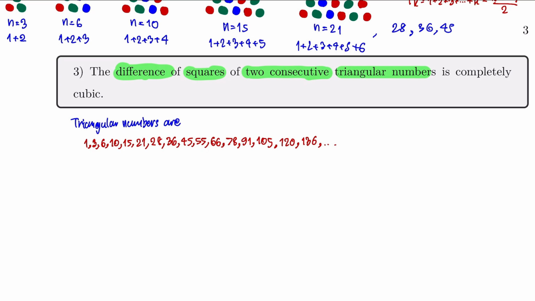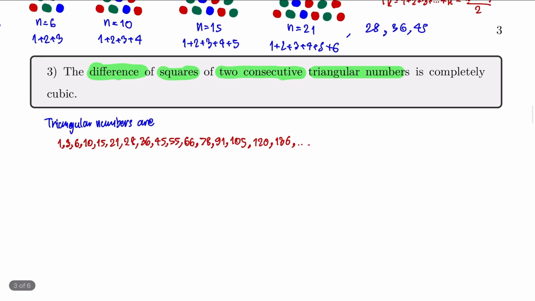This statement says the difference of squares of two consecutive triangular numbers is completely cubic. All right, so let's try t_2 squared minus t_1 squared. Suppose that t_k is a triangular number. As you can see, we have 3 squared minus 1 squared, two consecutive triangular numbers. So we have 9 minus 1, which is 8, and 8 is 2 cubed. Okay, great. 8 is a cube.